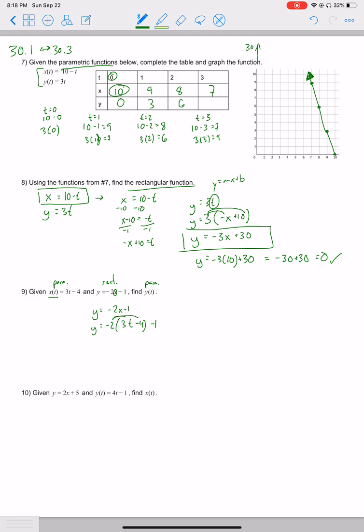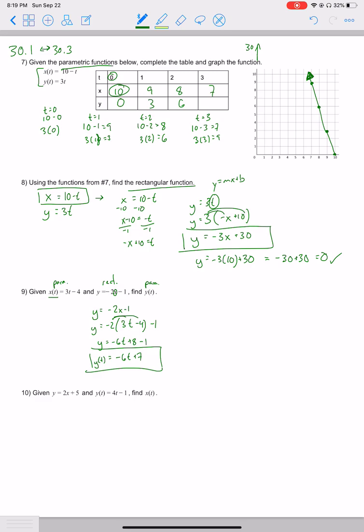So again, we have to distribute. So we get y is equal to negative 6t plus 8 minus 1. So we get y is equal to negative 6t plus 7. So that would be not just y, but y of t, because we're putting y into terms of t. So t is our independent variable, y is our dependent variable.